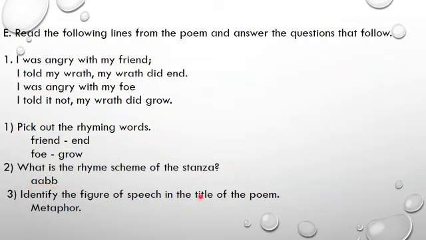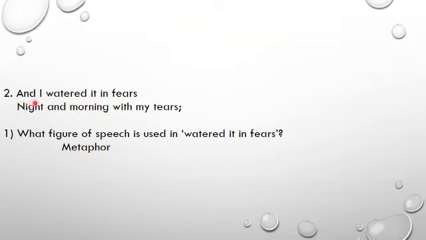Identify the figure of speech in the title of the poem. What is the title of the poem? A Poison Tree. Is it about a poisonous tree? No, this poem is about the anger of the poet. So this is a comparison. So the figure of speech used in this is metaphor. And I watered it in fears, night and morning with my tears. What figure of speech is used in watered it in fears? Is he really pouring water? No, it is like he is showing his fear over and over. So it is also metaphor.